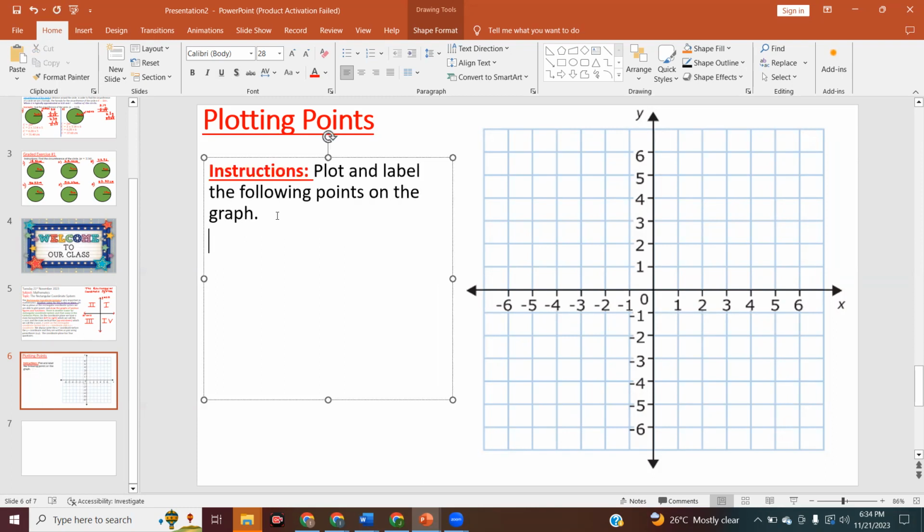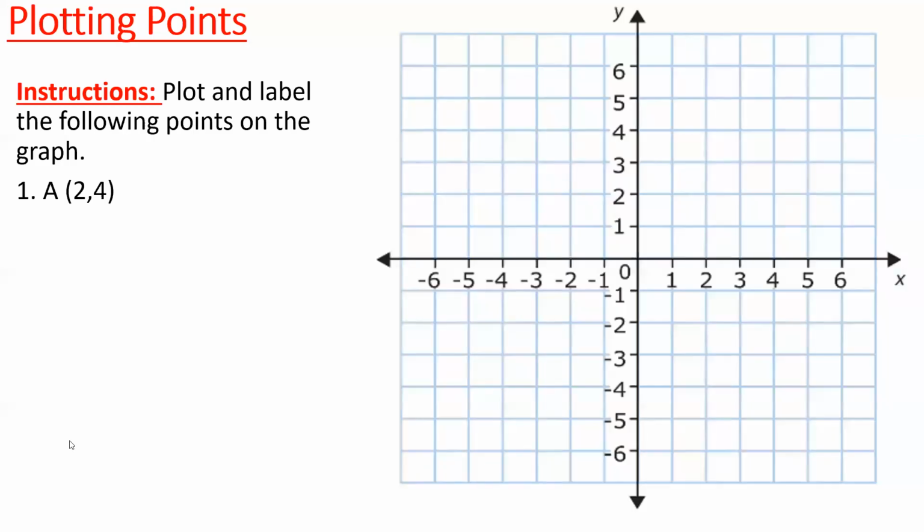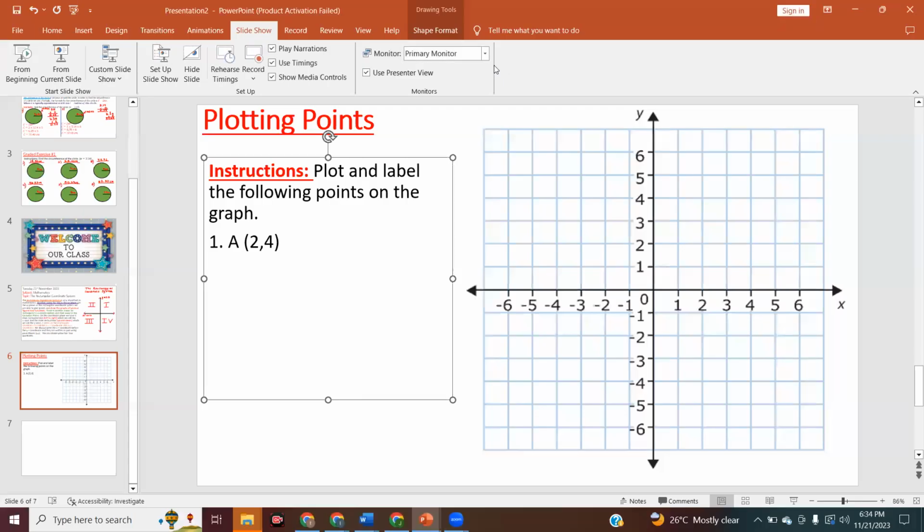So the first thing that we want to do is plot point A, and let's say point A is very simple. Let's say point A is 2, 4. So that means that, what does that mean? Please pay close attention to this.